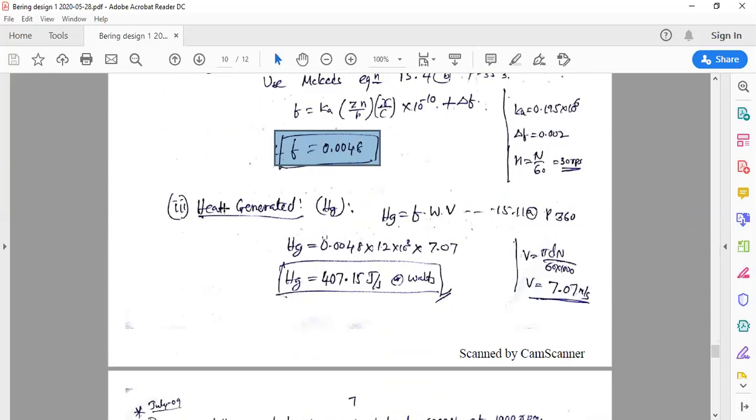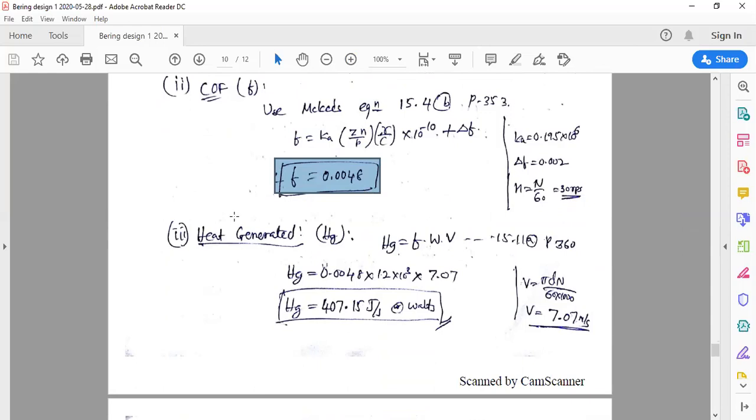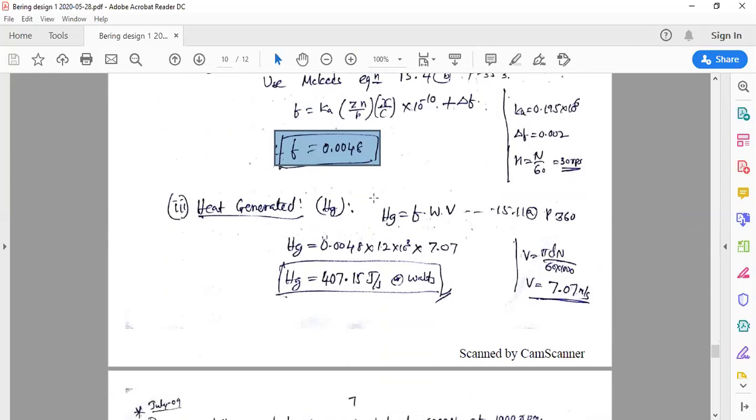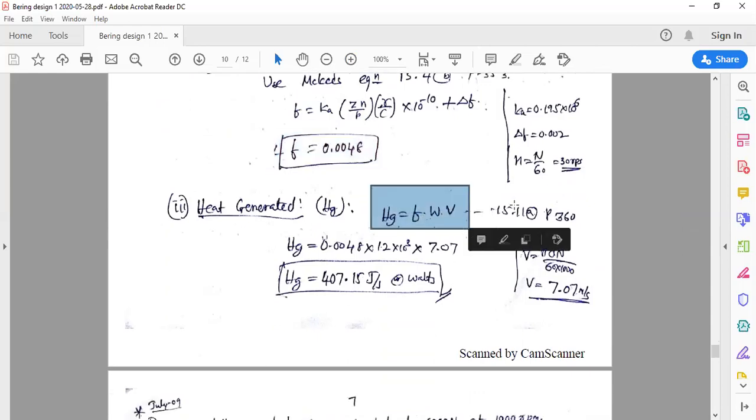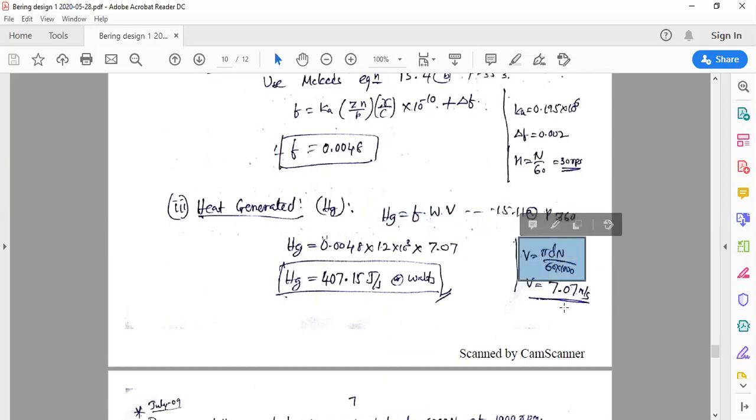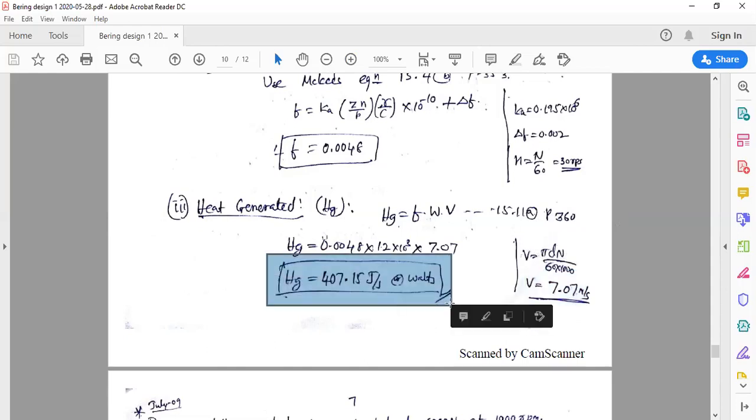0.0048. And similarly we can calculate the heat generated, which is given by F into W into V. So V, by using the fundamental expression πDN by 60 into 1000, the velocity is calculated here as 0.707 meter per second. So substitute all the values, so that the amount of heat generated is 407.15 joules per second. So this is related to the heat generated calculation.